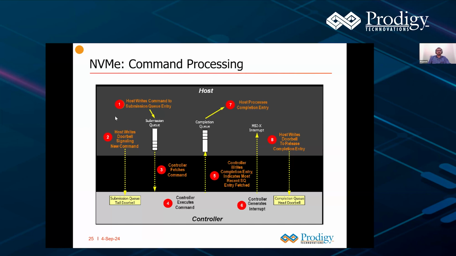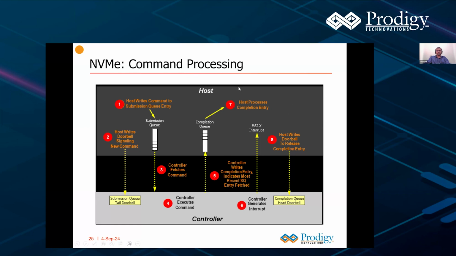So this is the procedure. First, the host writes the command to the submission queue. Say if you want to do a file transfer, it may be like a transfer from a C drive to a D drive. So it creates all those commands to transfer the data in the submission queue. Each command is 64 bytes. It will have the information related to how much data is to be transferred from where to where.